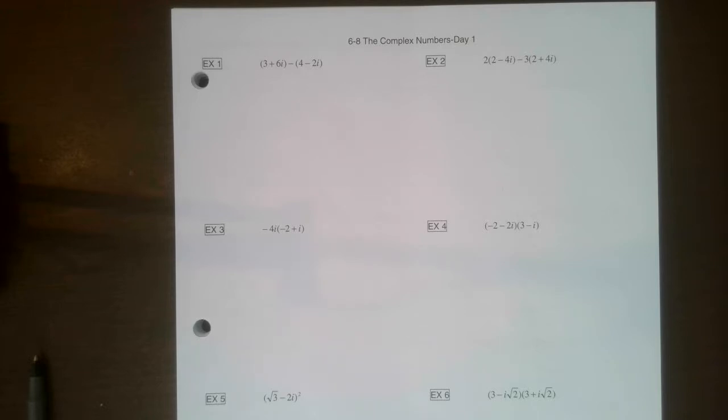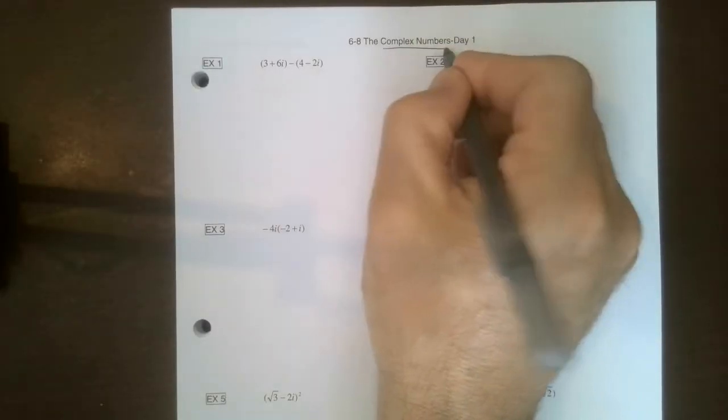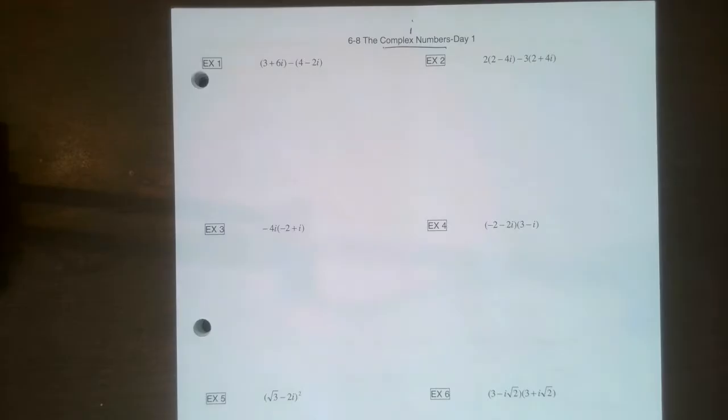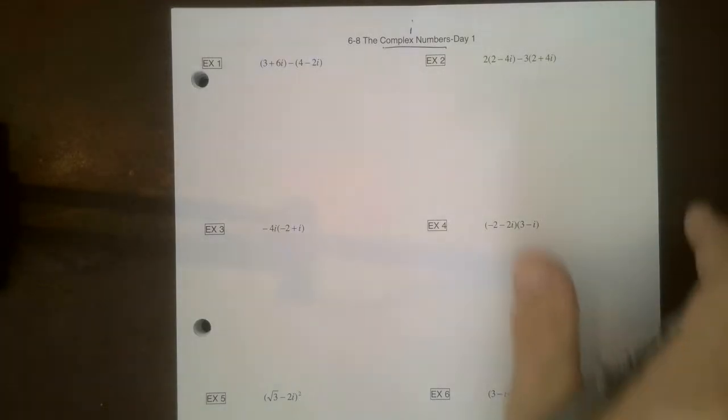Here we go, 6-8, complex numbers. Complex numbers is just another way of saying the letter i. That being said, we can just dive right in.